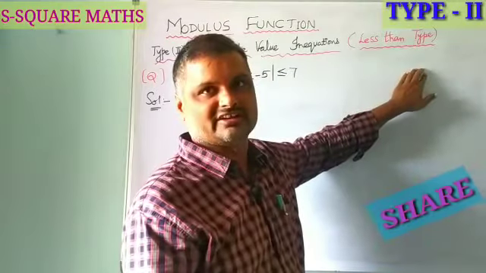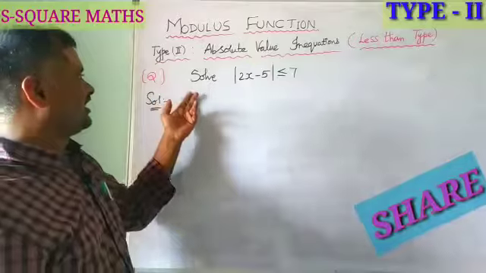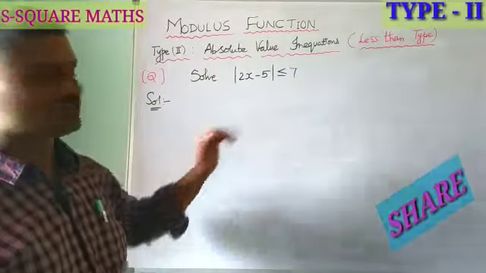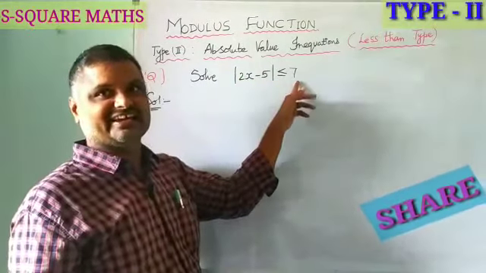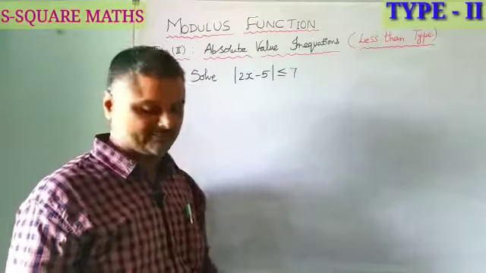Now we are going to discuss the second type, nothing but absolute value inequations of less than type or less than or equal to type, that we are going to discuss. So solve modulus of 2x minus 5 less than or equal to 7. So this is absolute value inequations of less than type or less than or equal to type. Here we are going to discuss less than or equal to type.